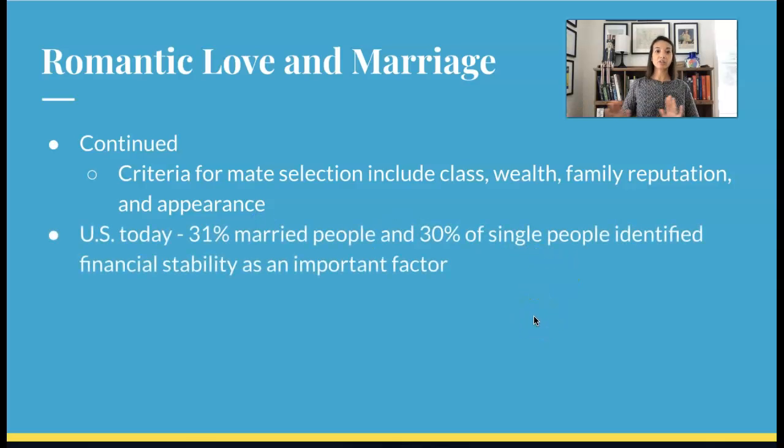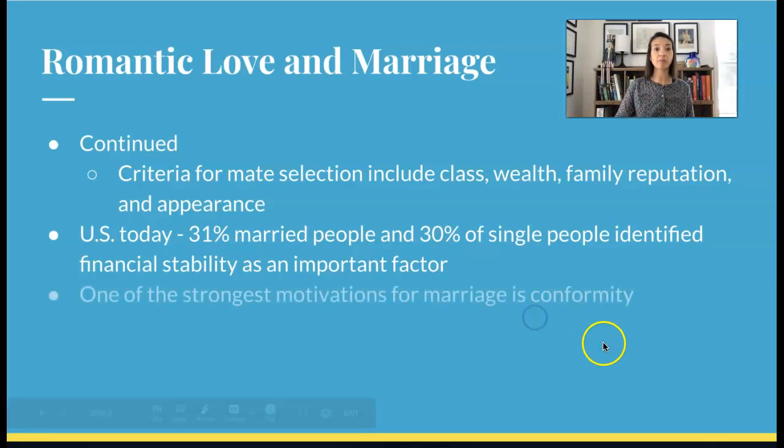Now, back to the U.S. and the institution of marriage today. The note reads that 31% of married people and 30% of single people identified financial stability as an important factor. So it wasn't the most important factor for getting married, but it was a factor for how people view the institution of marriage.